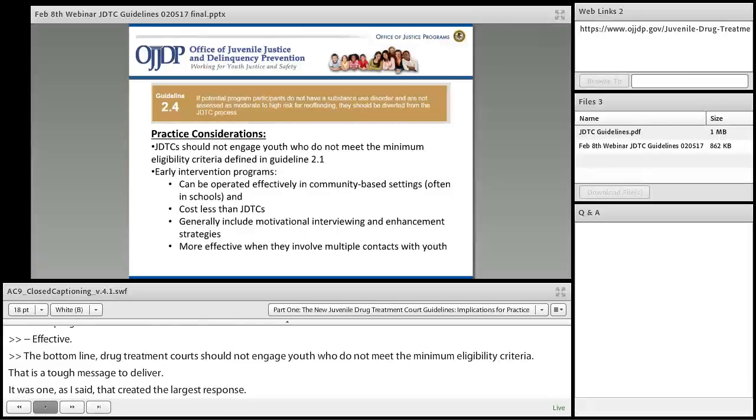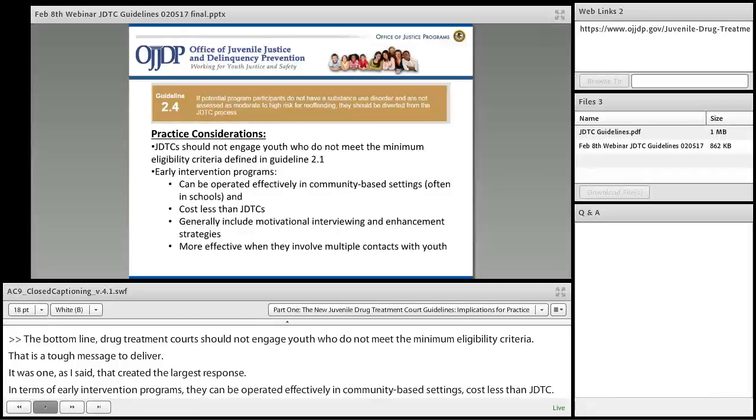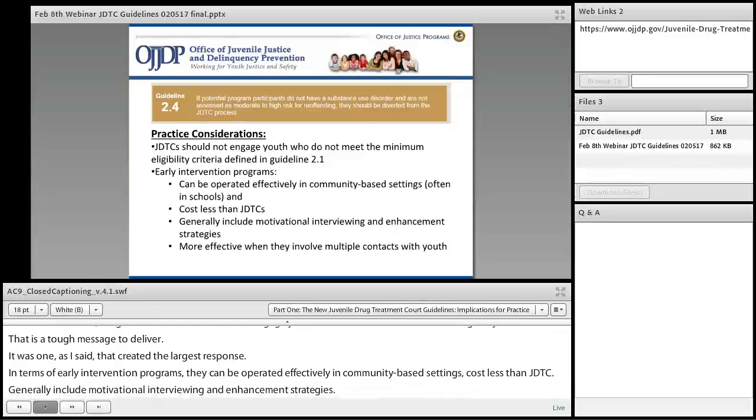They generally include motivational interviewing and evidence-based interaction enhancement strategies, and they are more effective when they are not a one-time or two-time shot at interacting with the youth. They're more effective when they involve multiple contacts.